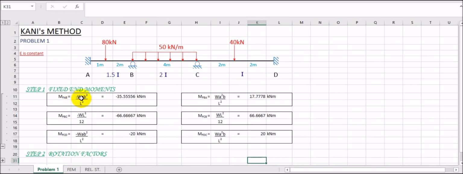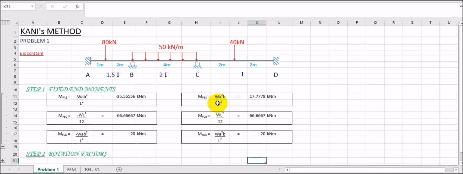Why have I taken the minus sign here? The negative sign I have taken deliberately because the 80 kilonewton load is trying to sag my beam. It is trying to bend my beam like this in a sagging nature. So the moment formed at A is of anti-clockwise nature. It is a resisting moment of anti-clockwise nature, and as per my sign convention, I am taking anti-clockwise as negative. That is the reason MFAB is minus W a b square by L square, which is equal to minus 35.5556 kilonewton meter.